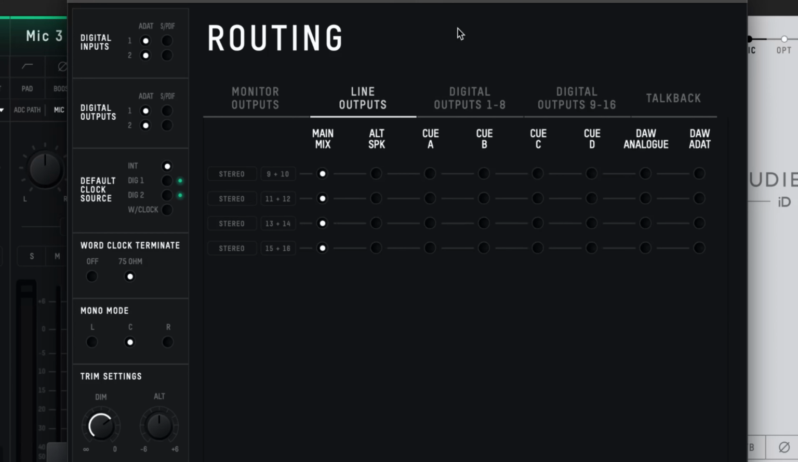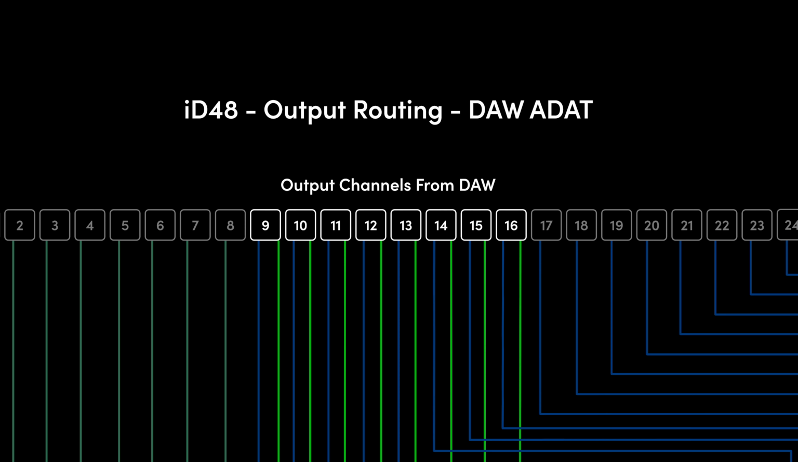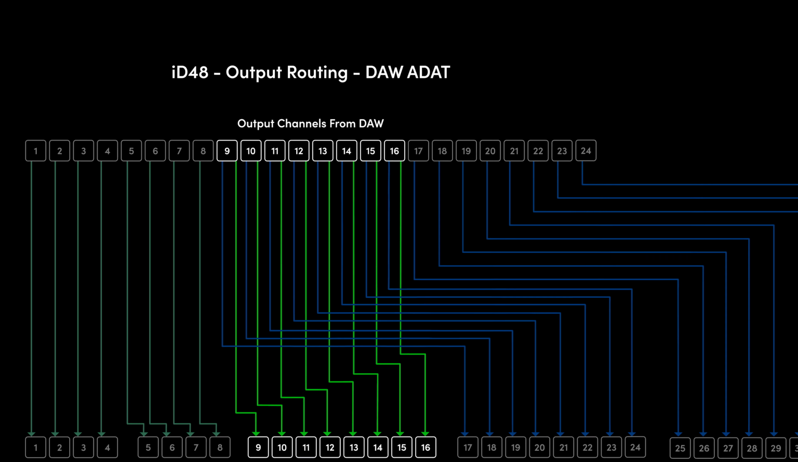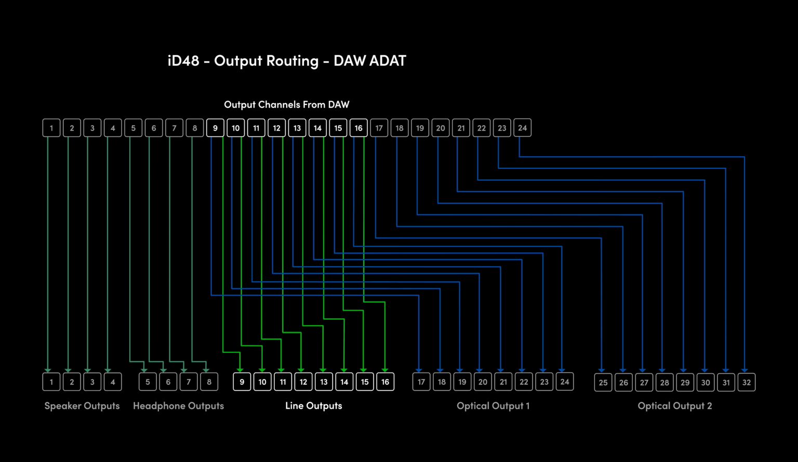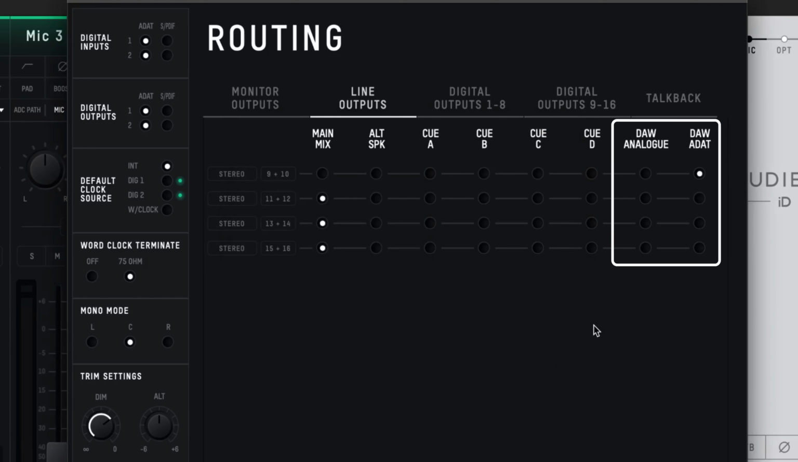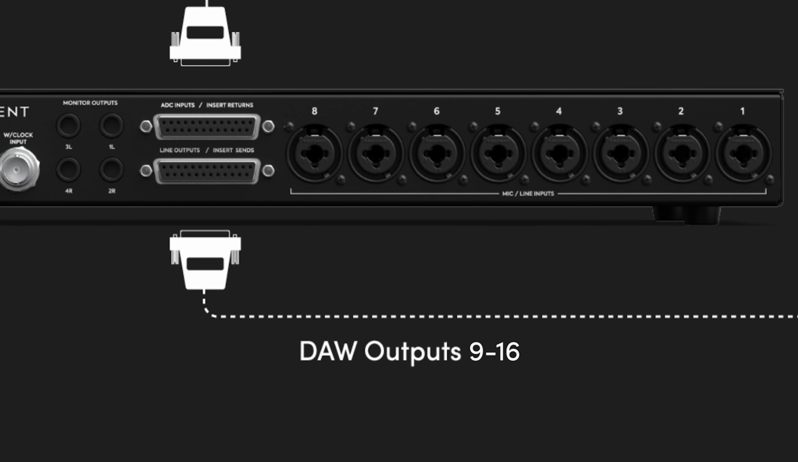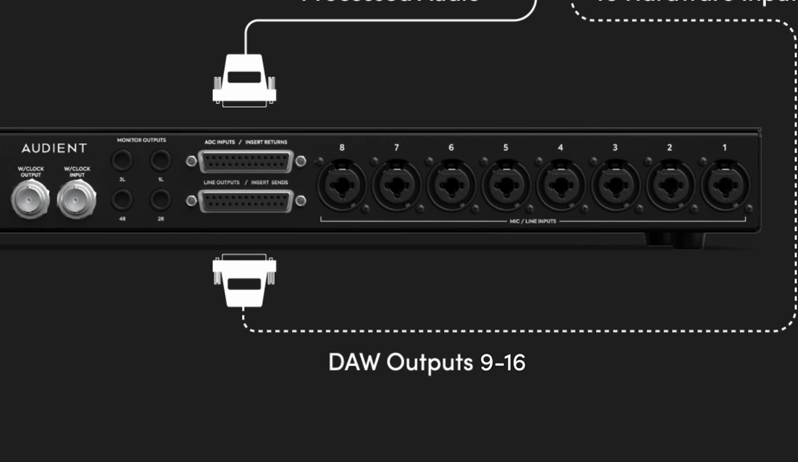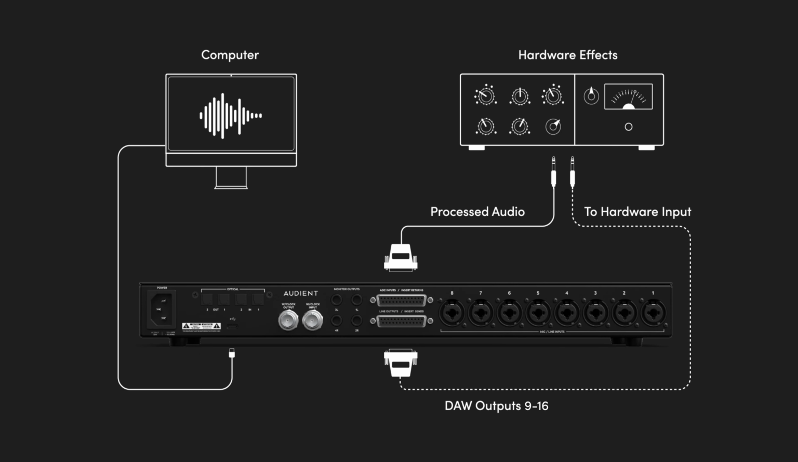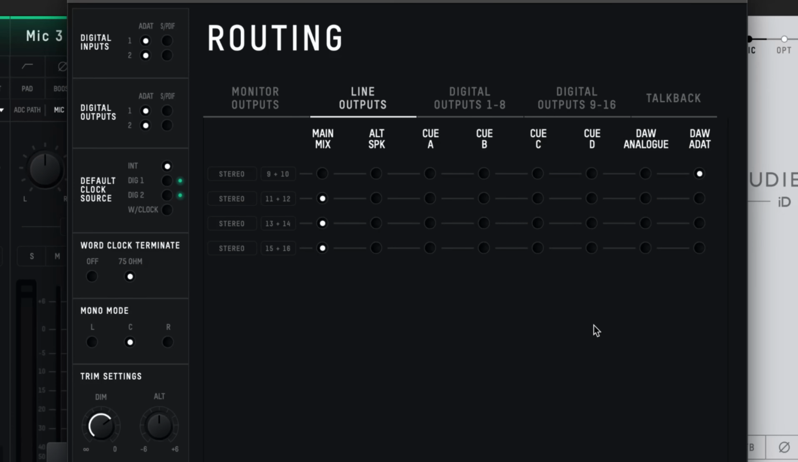The line outputs on the DB25 connector, found in the Line Outputs 9 to 16 tab, have an additional option for their DAW through mode. In DAW ADAT mode, audio sent from outputs 9 to 16 inside your DAW will be sent directly to outputs 9 to 16 on the rear of ID48, as well as the same relative channels on optical 1. In this way, outboard hardware can be used as inserts returning to ID48 using the ADC direct mode on inputs 1 to 8.